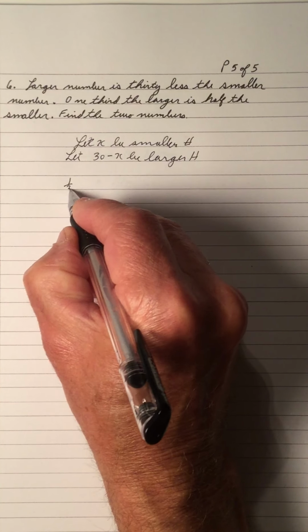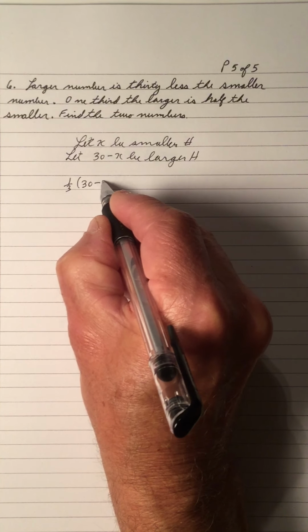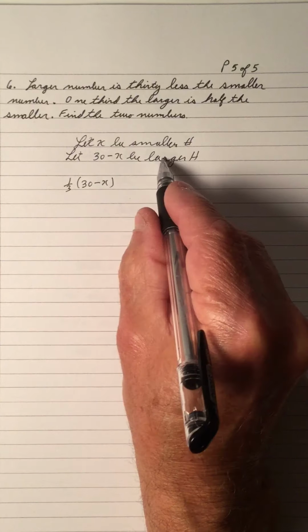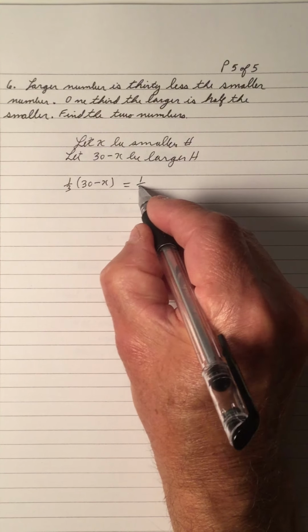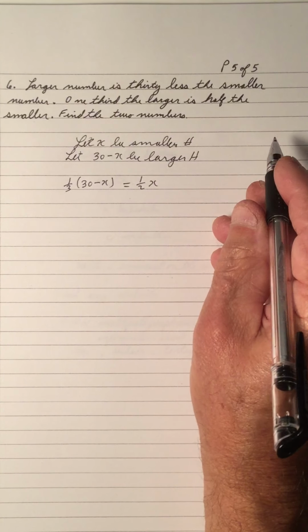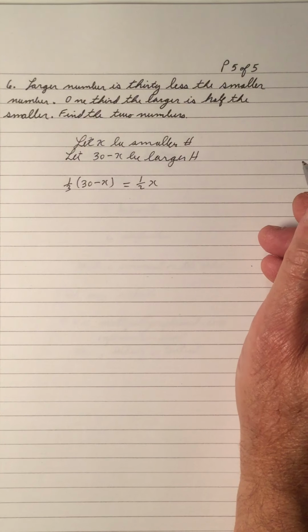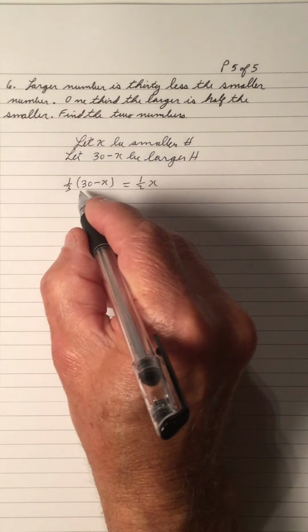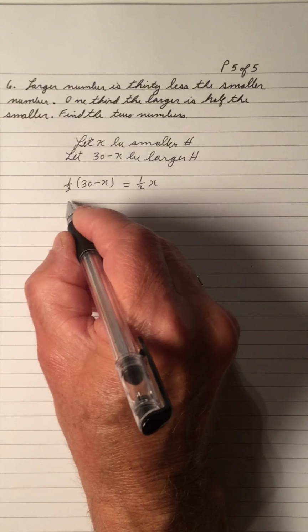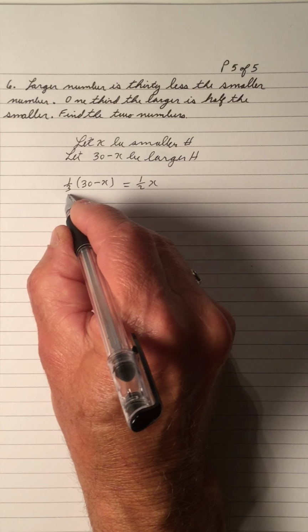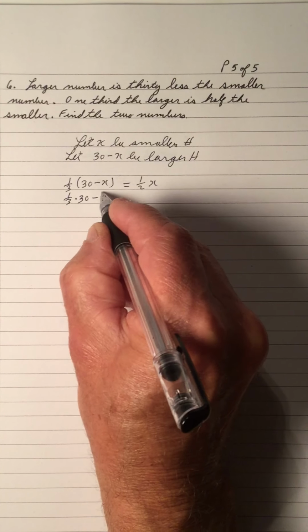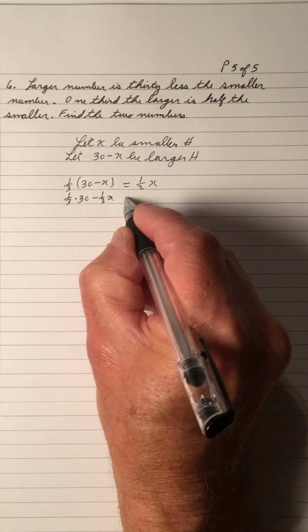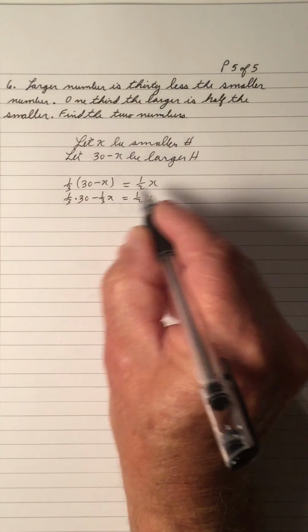And the second sentence gives us the equation. 1/3 the larger, so that's 1/3 of 30 minus x. 1/3 the larger is equal to half the smaller. So it's a half of x. So now we got a few fractions. That's why I like to throw a few fractions in. So let's put the bracket for 1/3 times 30. So 1/3 times 30 minus 1/3 times x equals a half x.